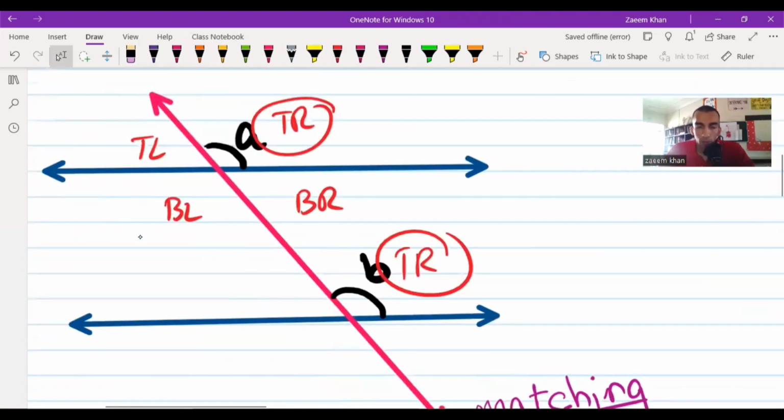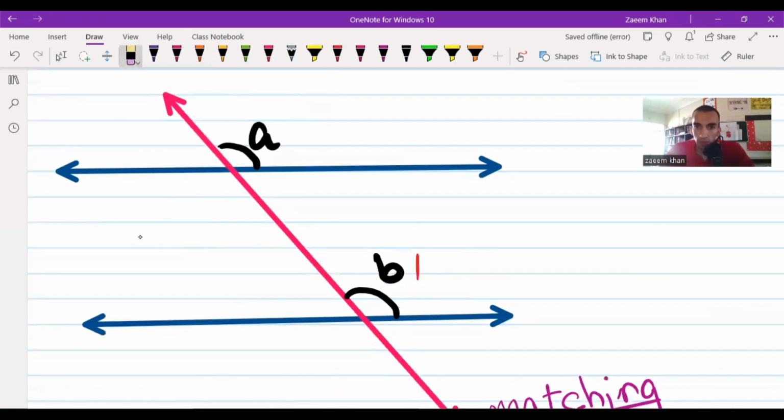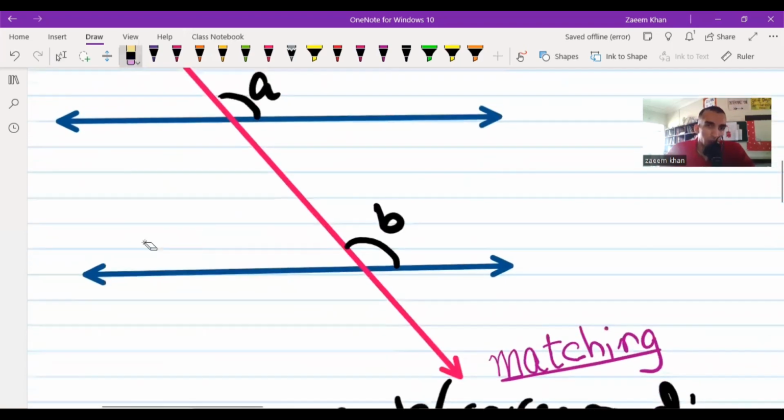However, I would want you to come up with some other possible positions that might be equal to each other. So we've established that A is equal to B. What other angles can possibly be equal to each other? C and D. And where are they going to be? Top left over here and top left over here, right?